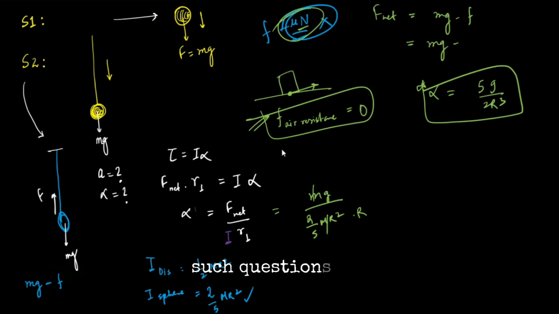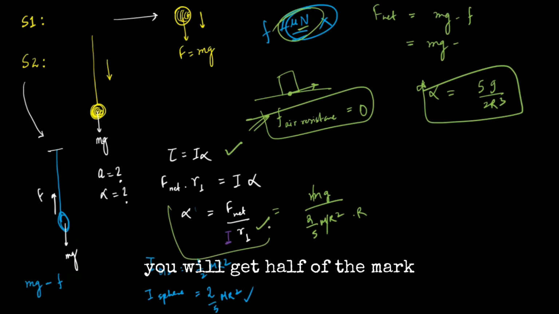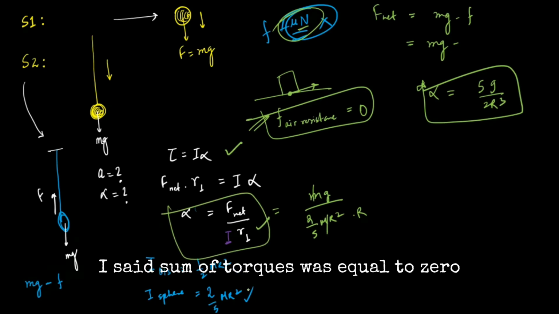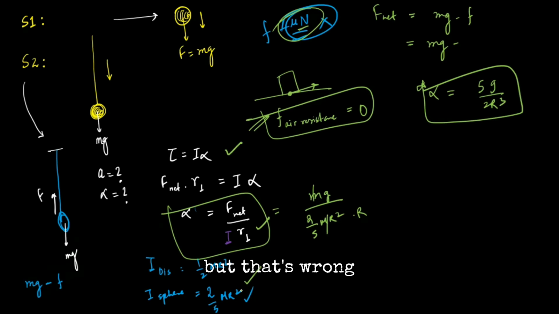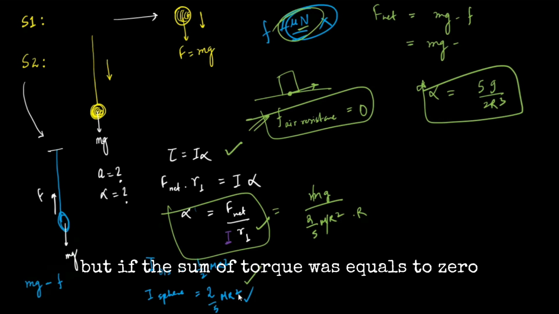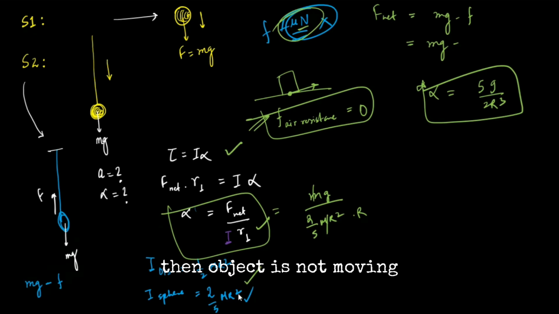See, find the linear acceleration. Such questions have what we can say stepwise marking. So for writing this, for reaching till here, you will get half of the sum of marks. Sum of torques is equal to 0, but that's wrong. Sum of torque was equal to zero, but if the sum of torque is equal to zero, then the object is not moving. Here the system is moving.